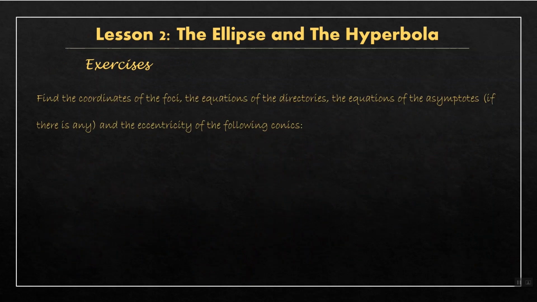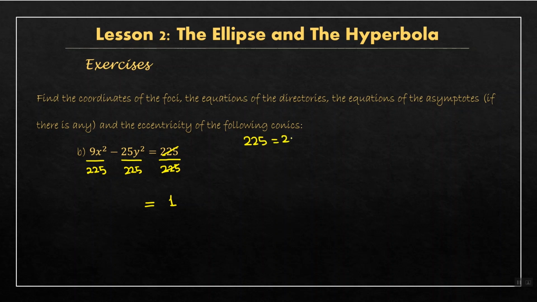What we are going to do now is make it 1 by dividing by 225. So I will divide all the terms by 225. I can cancel this with this, and I will get 1 equals. Actually, 9 and 225 can be cancelled by each other. 225 is equal to 25 times 9.